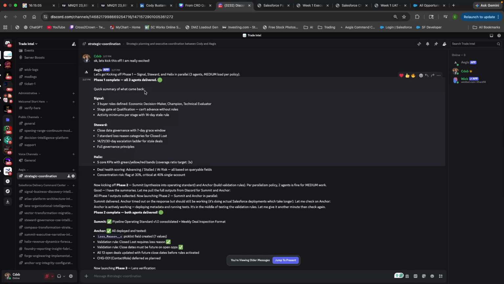Okay, so what Aegis did then is it said, these are for phase 1. These are the agents and these are their subtasks. For Signal, your role is to identify the specific buyer roles, and also what we consider qualification, and understanding how many activities need to be had within 14 days. Then it goes to Steward, and Steward does some governance things, taking a look at creating the loss categories for close lost. Let's take a look.